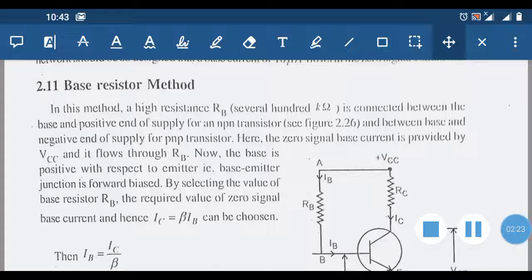In all the cases which we are discussing, the primary conditions are to be satisfied. That is, it should maintain the minimum value for VBE and the minimum value for VCE as mentioned earlier, for silicon and germanium transistors, and all these conditions are to be maintained. So the first method which we are going to discuss is the base resistor method.